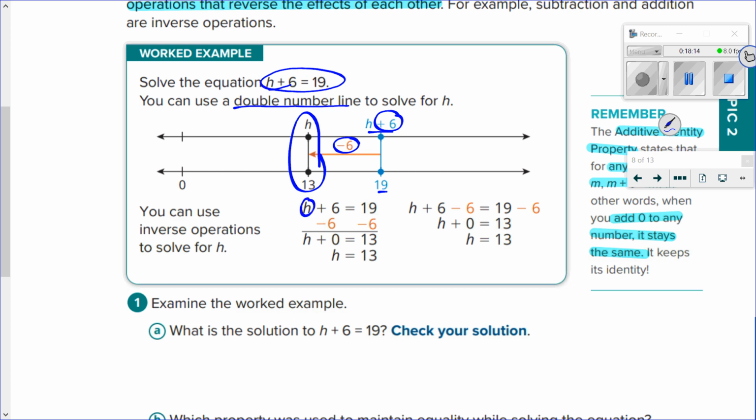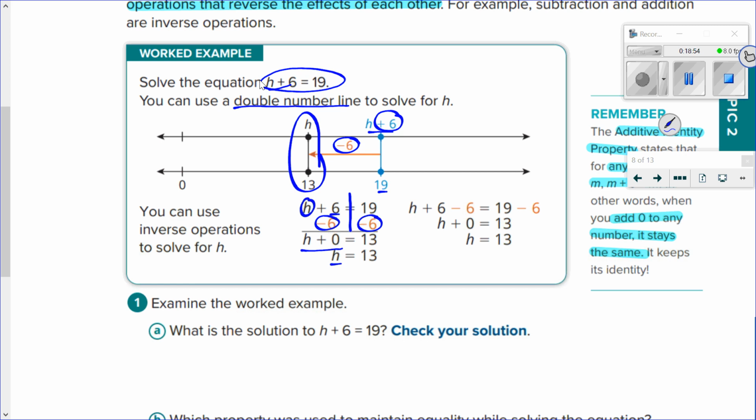We circle our variable. We draw a line through the equal sign. I say, what number is with it? 6. What operation is it? Addition. So my opposite would be subtracting. So I'm going to subtract 6 from both sides. That actually gives me h plus 0. Because when I take 6 and subtract 6, that is 0, correct? By the additive identity property, if I'm adding 0 to h, I can rewrite that because I know that is just h. Because any number added to 0 gives me that number.